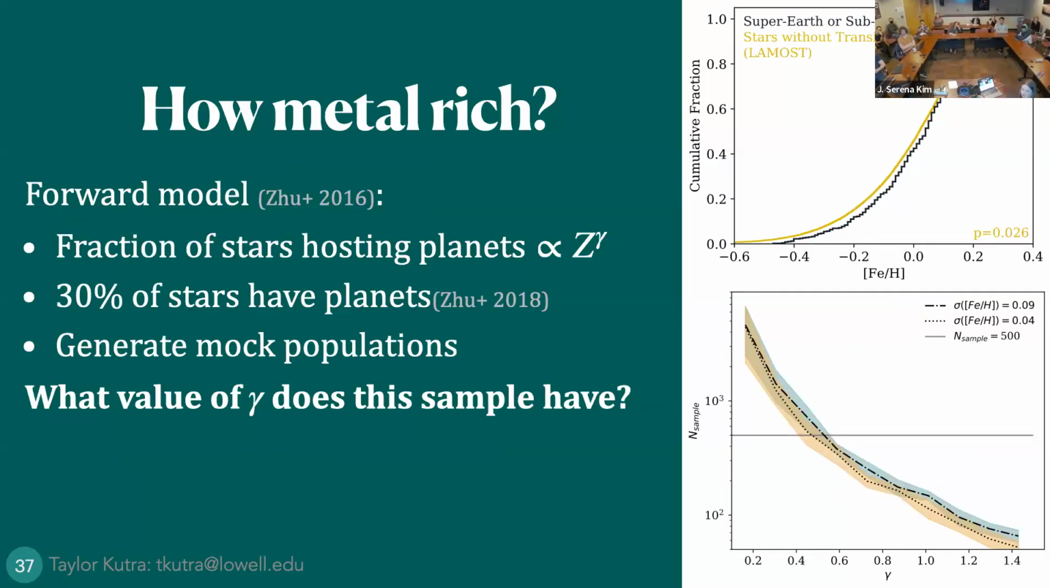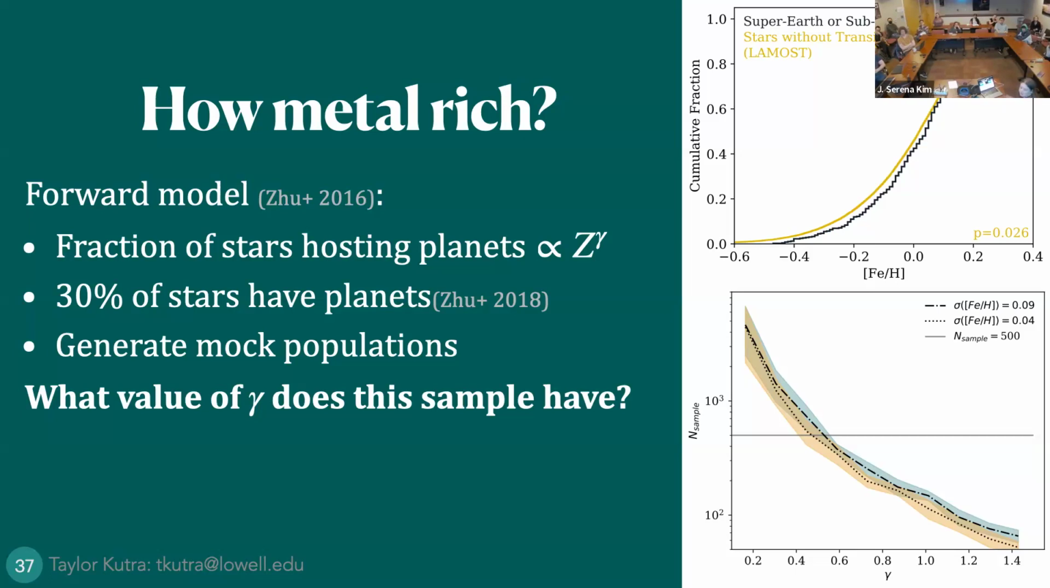So we made this forward model where we essentially said, we've measured this difference between the metallicity distribution of the hosts of Kepler planets and normal stars, and we have only 500 hosts. How strong of a relationship is that, given the significance of the detection we've made? So we generated mock populations, and then compared it to our sample.